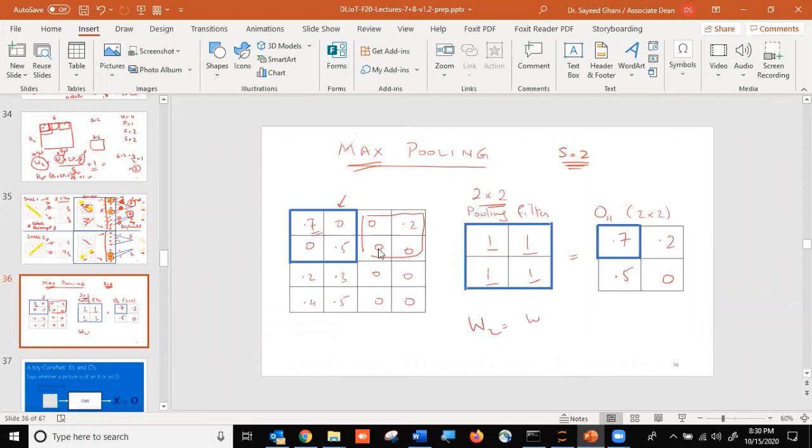W2, again, is W1 plus 2P minus filter size, divided by stride, plus 1, okay? So is that right? The padding is 0 in this case. W1 is, sorry, W1 is 4. I knew that was going wrong somewhere. So 4 minus 2 is 2, divided by 2 is equal to 1, plus 1 is 2. So your output size is correct.